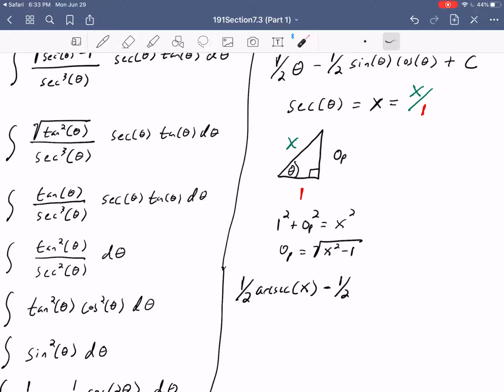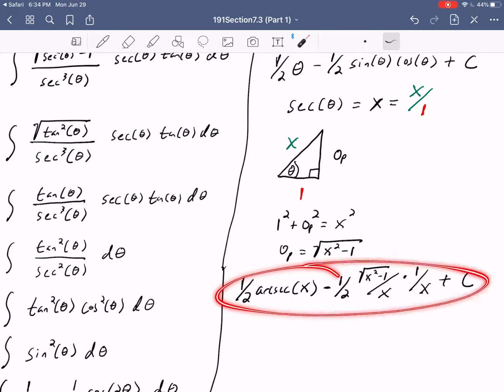Minus 1/2 sine of theta. Well, that's the opposite over 1, which is that square root x squared minus 1. And then cosine theta, which is the adjacent. Oh, I'm sorry, that sine of theta is incorrect. That's the opposite over the hypotenuse. So that should be square root x squared minus 1 divided by x. Sorry about that. Sine, of course, is opposite over the hypotenuse. And then the cosine is your adjacent over your hypotenuse, which is 1 over x, plus c. And there we go. There's our expression for our antiderivative.